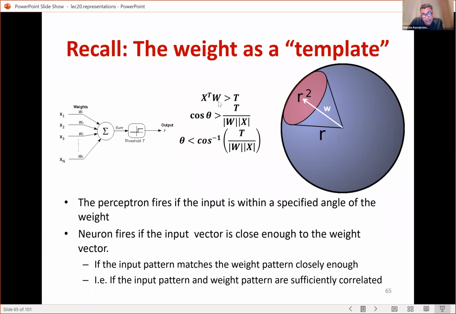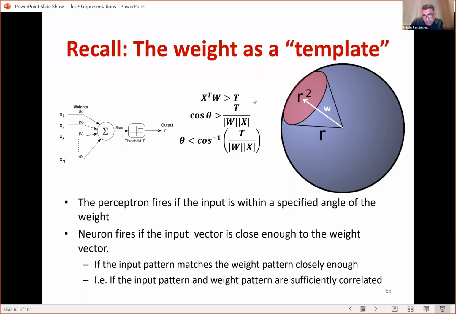So now, if I assume that all of my vectors are the same length, when I say the inner product between two vectors exceeds a threshold, we know that the inner product between two vectors is the magnitude of the first vector times the magnitude of the second vector times the cosine of the angle between the two vectors. So when I say x transpose w is greater than t, it means cos theta, which is the angle between w and x, is greater than some value, right? So if this neuron fires if this inner product is greater than a threshold, it's the same as saying that this neuron fires if the angle between w and x is less than something, right?